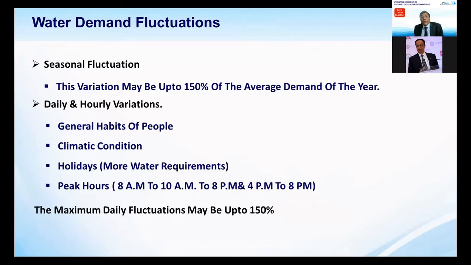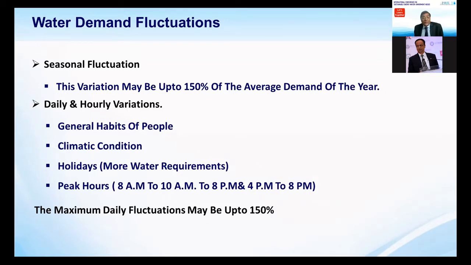This is the seasonal variation, the demand and fluctuation of water. When we plan a water treatment facility, this variation may be up to 150% of the average demand of the year. You should design the piping and the storage capacity accordingly. Sometimes you have 150% of the average demand of the year.